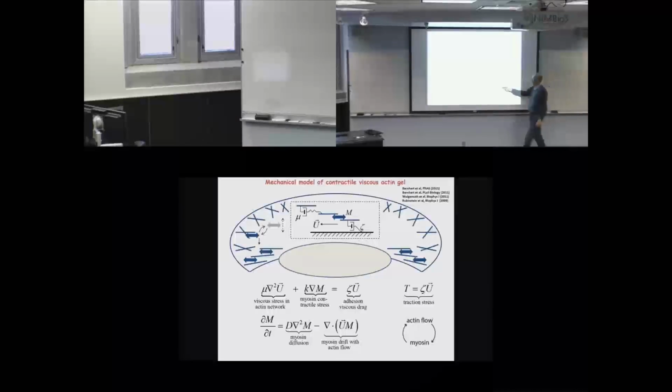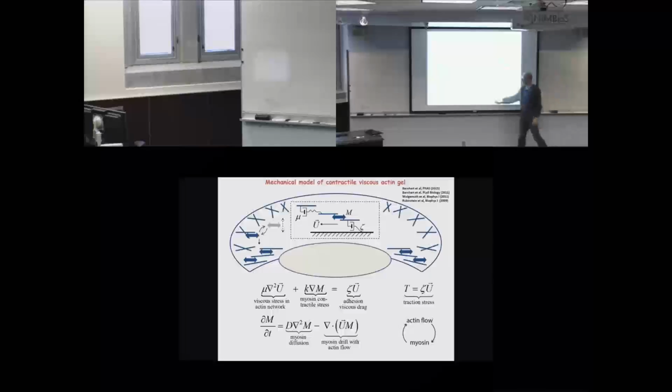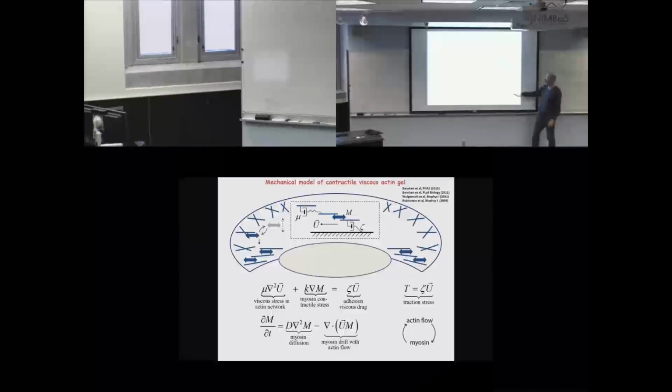Right, so this is force balance. And then the second equation: to solve this equation, we need to know where myosin is. So the equation for myosin density, you can call it the mass conservation law for myosin, or the transport equation for myosin. The important term in this equation is the term describing a drift of myosin with actin. Roughly speaking, myosin simply drifts together with the actin network on which it's sitting.